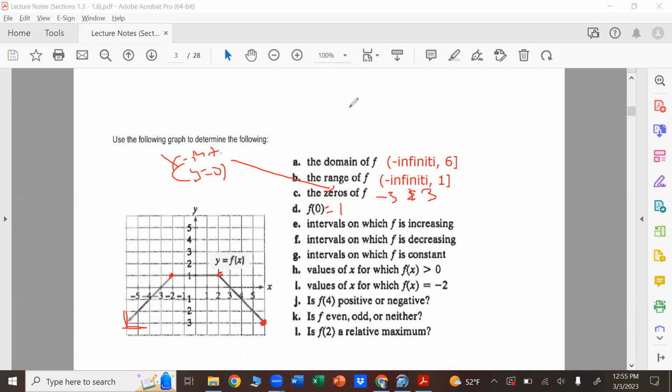Okay. Then let's do this here. The graph is clearly rising. It's clearly dropping here. And it's clearly staying the same here. So where is it increasing from what to what? Negative infinity to negative 2.